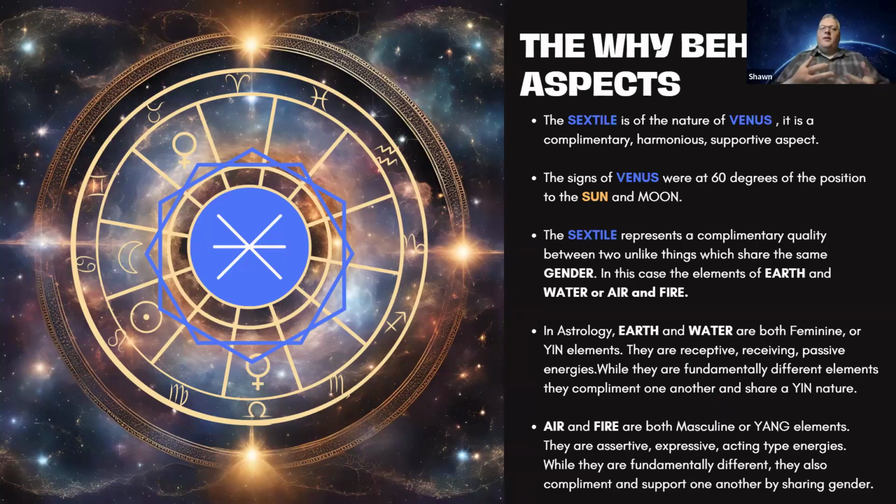In astrology, earth and water were both feminine elements, or yin. They are receptive and receiving, passive energies. While they are fundamentally different elements, they complement one another because they share that yin nature. Air and fire are both masculine and yang. They are assertive, expressive. They are acting type energies. And while they are fundamentally different, they complement and support one another through that sharing of the gender energy.